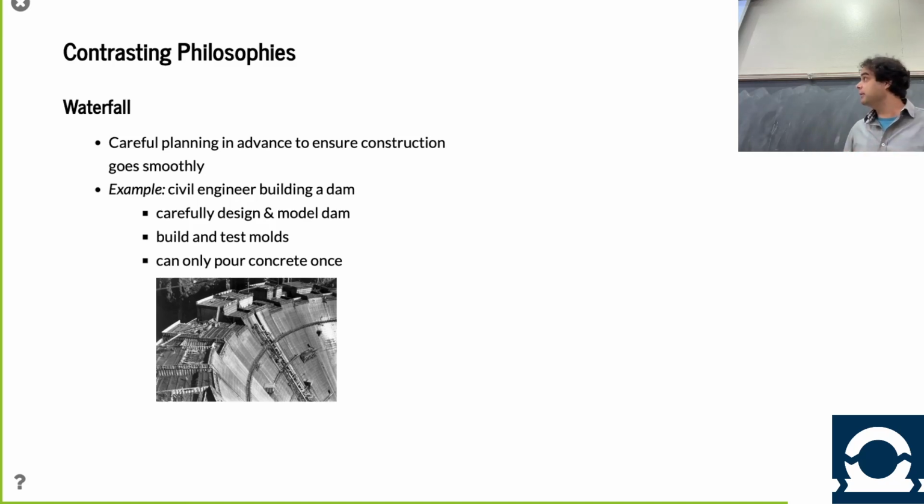But there's this key constraint. When you're building a dam, you can only pour the concrete once. When you've poured millions and millions of gallons of concrete, after a dam is built, you can't decide, oh, I want this dam to move a foot to the left. That's not going to be possible.